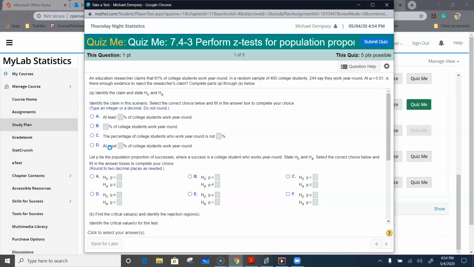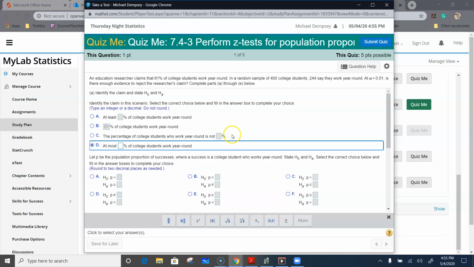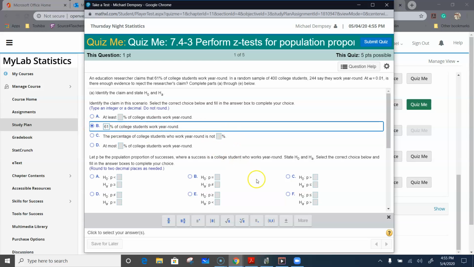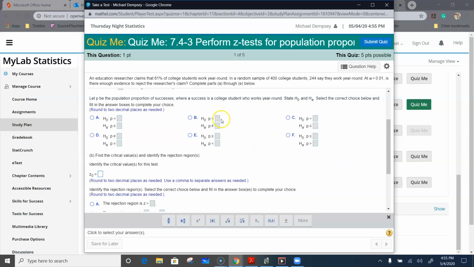An education researcher claims that 61% of college students work year-round, right? So that is an equal claim. Simple, just 61% of college students work year-round. That's saying there's no direction to that at all. So what would the null and alternate hypothesis be? The null is going to be our equal sign, that the proportion of college students that work year-round is 0.61, and then the alternate would just be that it's not 0.61.